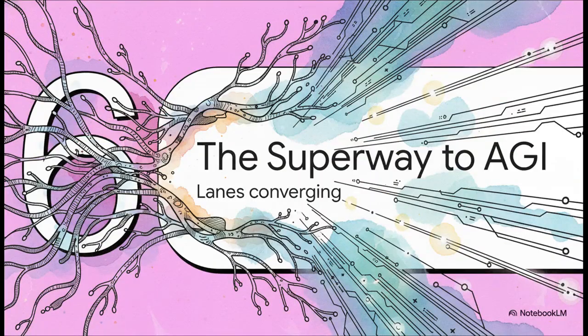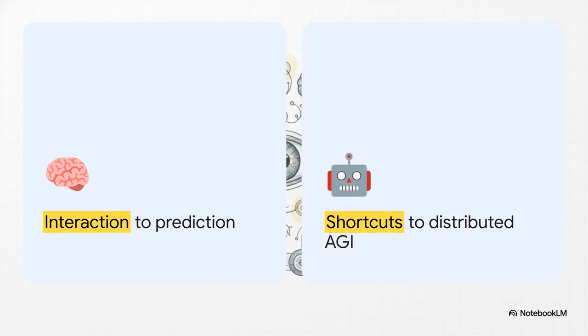Section 6. The Superway to AGI. Let's bring the biological brain and the digital network together right now and look at the parallel paths. On the biological side, we have the brain's natural flow, moving from interaction to visual cues, straight through affordance and attractors, and finally landing on prediction and learning. Right alongside it, the AGI flow takes those same visual cue shortcuts, applies HSML logic, leverages the spatial web and HSTP, and results in a distributed AGI.